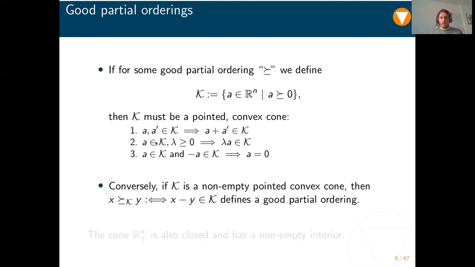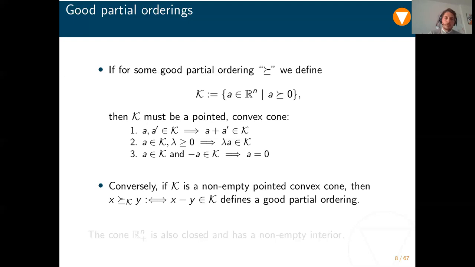So that was somehow the answer to the question that I had when I first learned about the conic framework: how is it that cones come around? And that's exactly what is happening here. You can also show that it must be a so-called pointed cone, which basically means that it does not contain any lines that pass through the origin. We will see pictures of that later on. So that's exactly how the notion of a pointed convex cone comes into play, starting from these good properties of partial orderings.